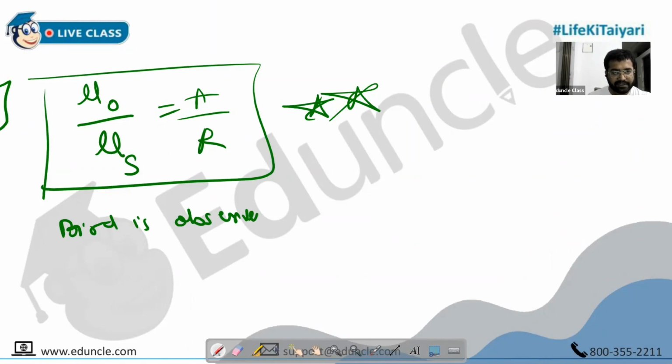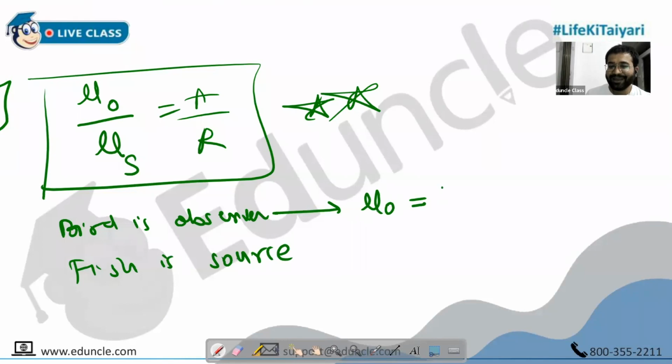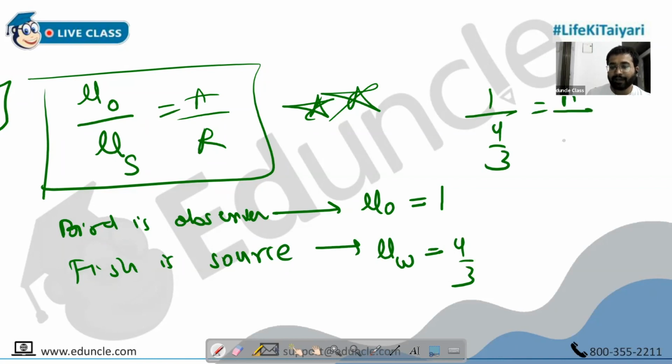Okay? And who is source? Fish is source. Where is the bird, people? Air or water? Air. Refractive index of observer would be 1. Where is the fish, air or water? Water. Refractive index would be 4/3. It's done. How easy it became if you remember it this way. So 1 upon 4/3 would be apparent upon real.